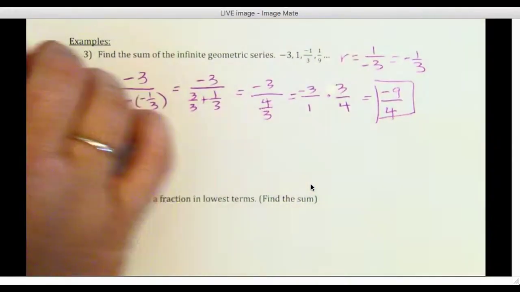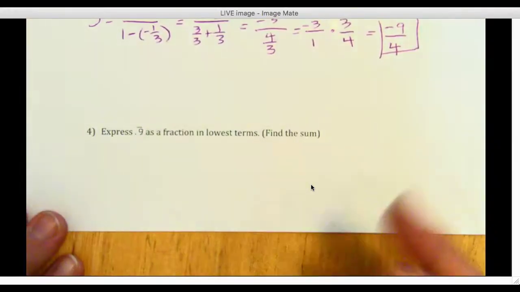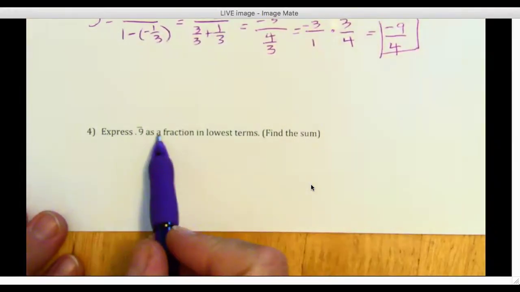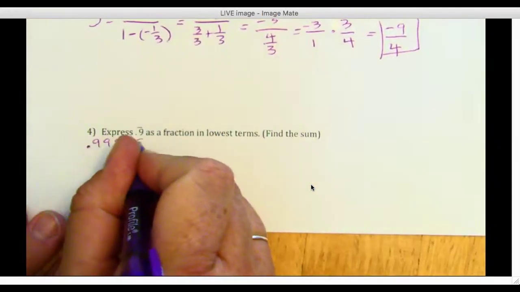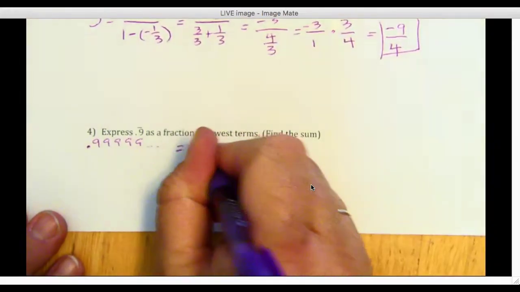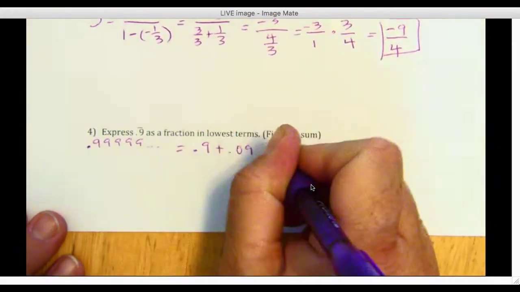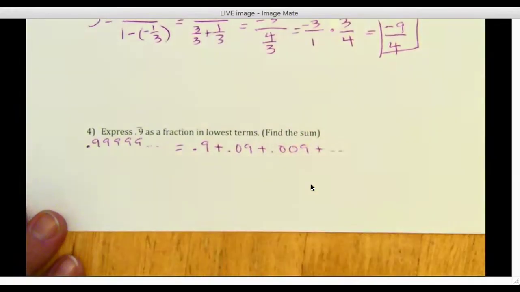All right, for our last problem here, it says express 0.9 with a bar over it as a fraction in lowest terms. Now this 9 with a bar over it means 0.9999999. So if I have 0.99999 going on forever, I can rewrite that as 0.9 plus 0.09 plus 0.009 plus, and I can keep going.